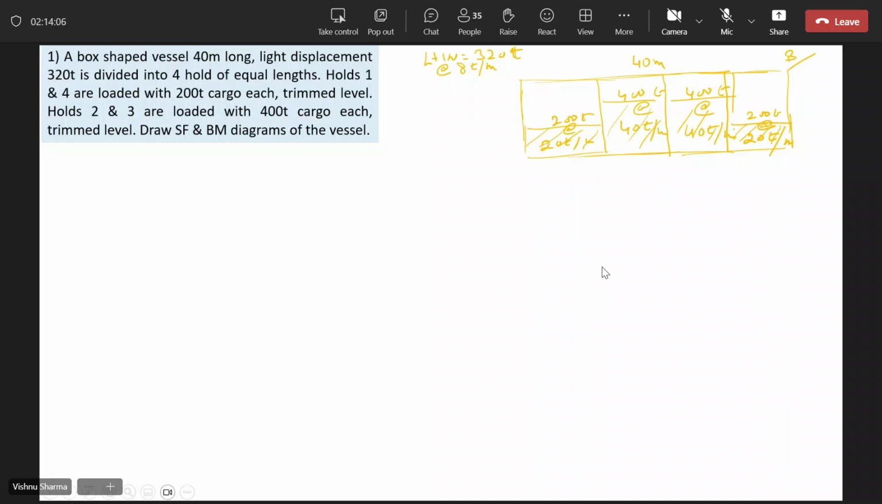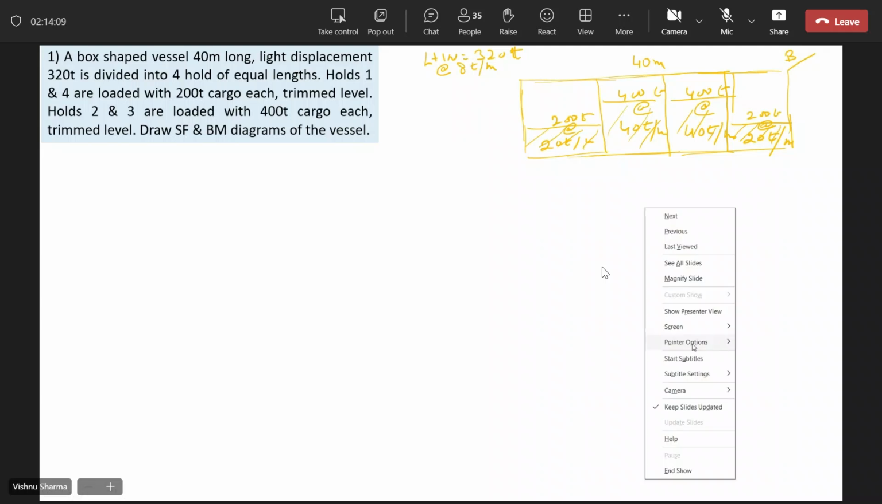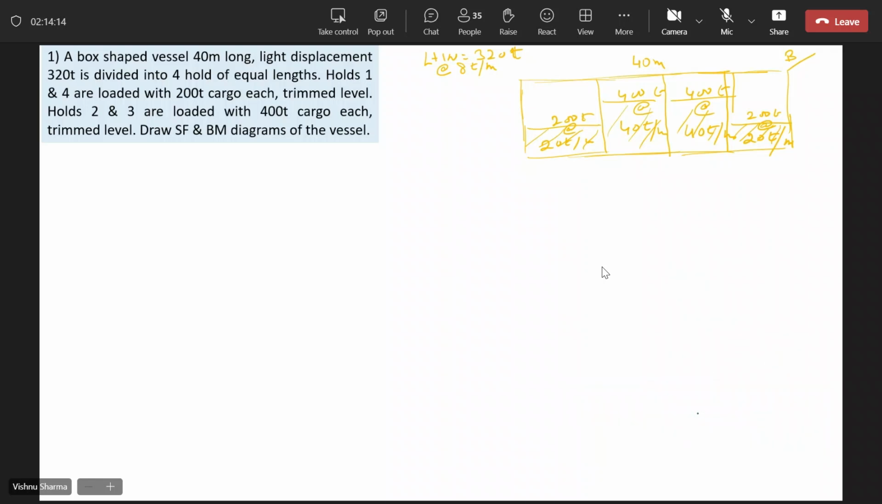Okay. And now this vessel will be floating at some even keel draft because of the way weights are distributed. Light displacement is uniformly distributed. Cargoes are symmetrical about midship. So the vessel will float on an even keel condition of whatever draft, doesn't matter. So guys, now we have the light displacement equal to 320 tons at the rate of 8 tons per meter. We have cargo distributions written. Now, buoyancy is equal to displacement is equal to 1520 tons at the rate of 38 tons per meter.